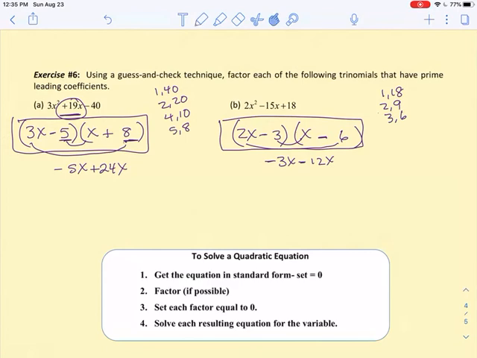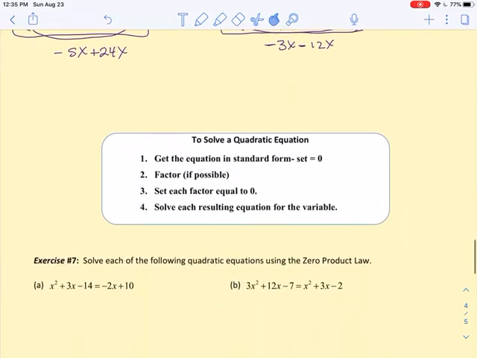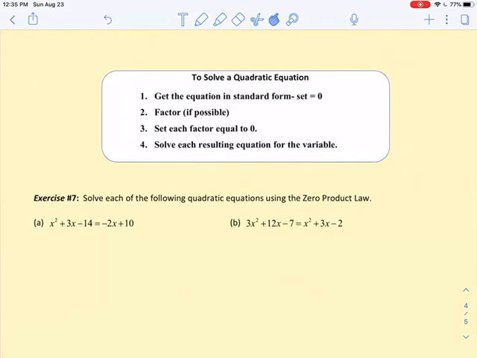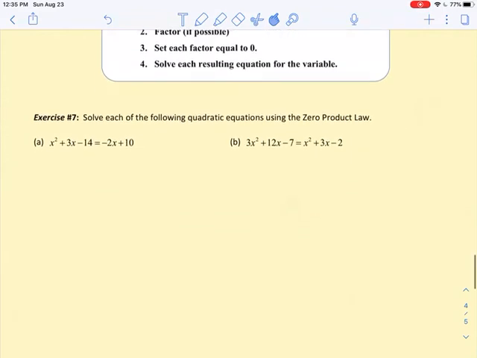Now back in algebra, you also solved quadratic equations. So here's a list of rules. First step, you have to get it in standard form and set it equal to 0. Second step, you factor if possible. Then you set each factor equal to 0, and then solve the resulting equations for the variables.